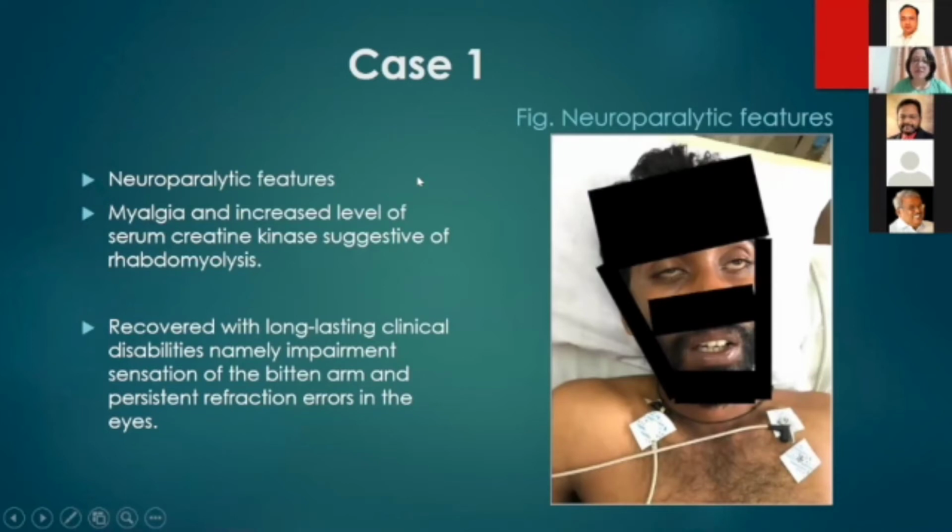So what happened was the person developed neuroparalytic features. There was myalgia and increased serum creatine kinase level as well, suggestive of rhabdomyolysis. And this person recovered with long-lasting clinical disabilities. There was impairment of sensation of the bitten arm, and there were persistent refraction errors in the eyes. So there were long-lasting disabilities, despite his recovery.